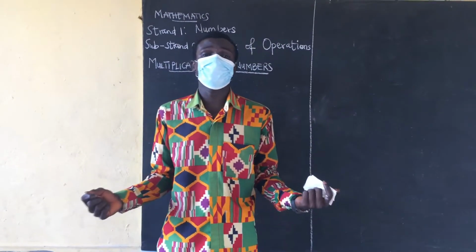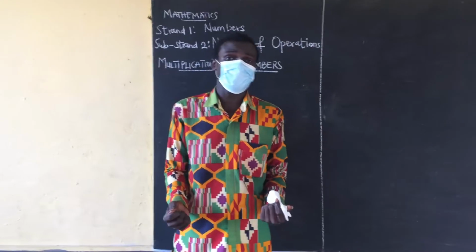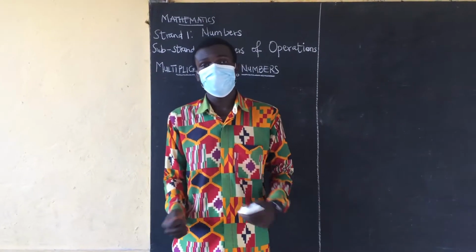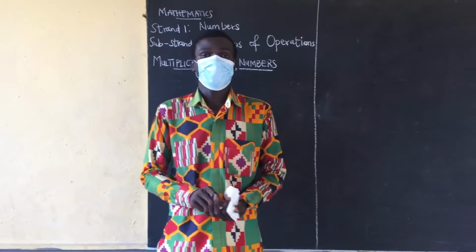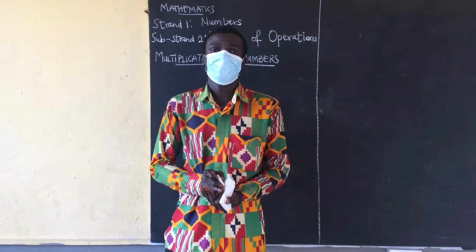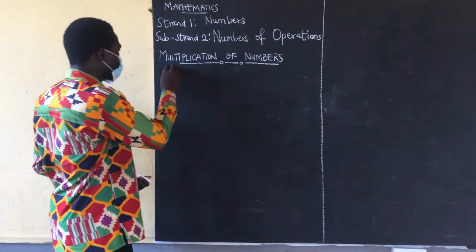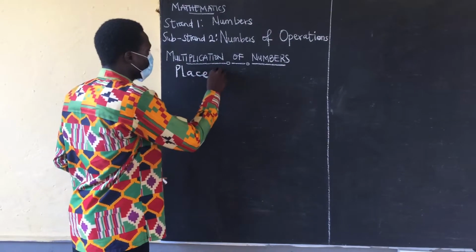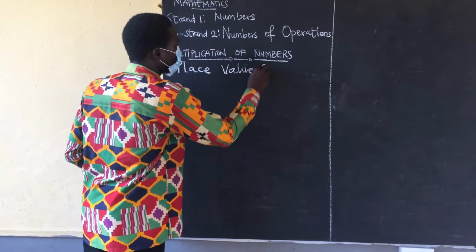We have 3 methods of multiplication. Today we want to look at these methods. We'll start with the first method, named the place value system.